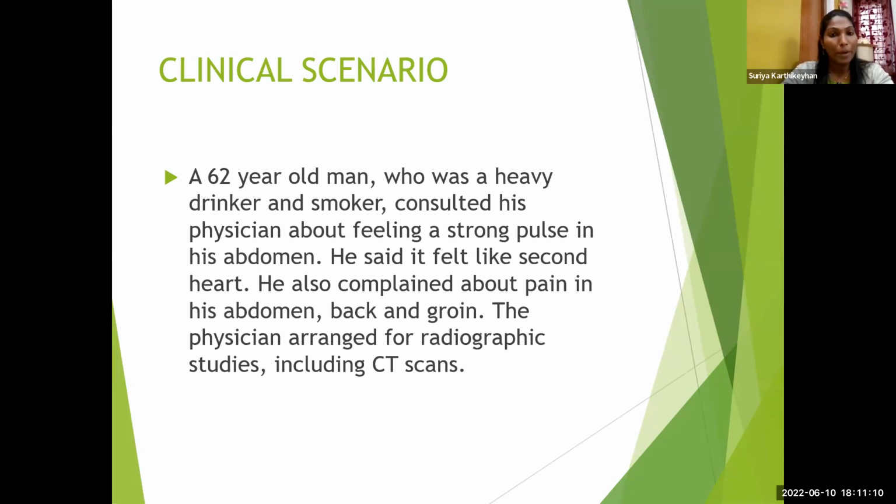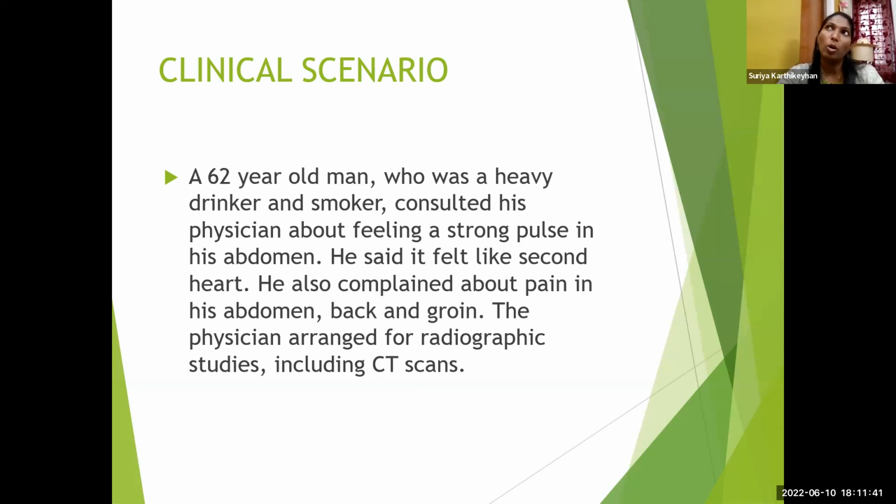And he also complained about pain in his abdomen, back and groin. So the physician has arranged for radiographic studies, including CT scans. What do you think the physician is thinking about? Here he's an old man, a heavy drinker and smoker, feeling a strong pulse in the abdomen like a second heart, and there is pain in the abdomen, back and groin. So all these things are narrowing down to an aneurysm.